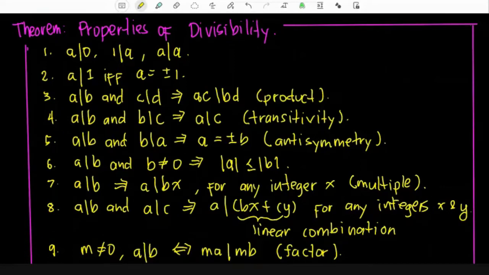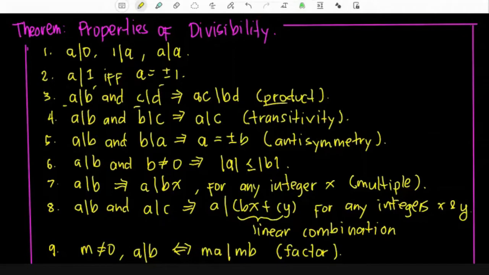Number 3, A divides B and C divides D. So, meron kang apat na number. Si A dinidivides yung B, si C dinidivides yung D. Then, their product also divides the other product. So, pag minultiply mo yung A tsaka yung C, madidivide din niya yung B tsaka yung D. So, the product of the divisor divides the product of the dividend. Kaya tawag natin doon product rule. A divides B and B divides C implies A divides C. So, yan yung tinatawag natin transitivity.